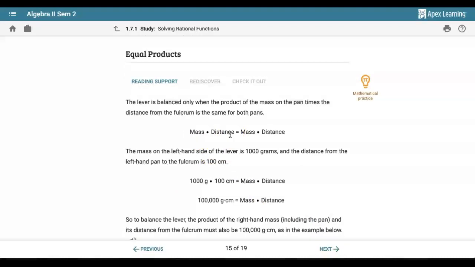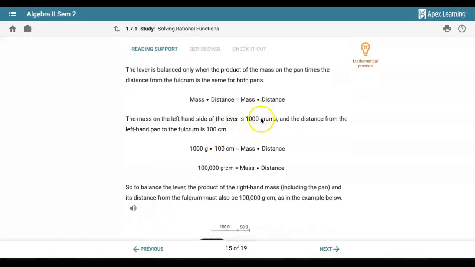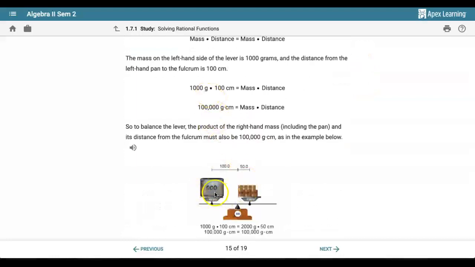And so when we're looking at something like a lever, basically a balance, both sides have to be equal to each other in order to have that balance. So mass times distance has to equal mass times distance. It has to equal the same number. Whether we have different distances or not, it has to give us the same product when we multiply them out. So the left-hand side here is 900 plus 100 from the pan, so we've got 1,000 grams multiplied by the fact that it's 100 centimeters out. That gives us our 100,000.